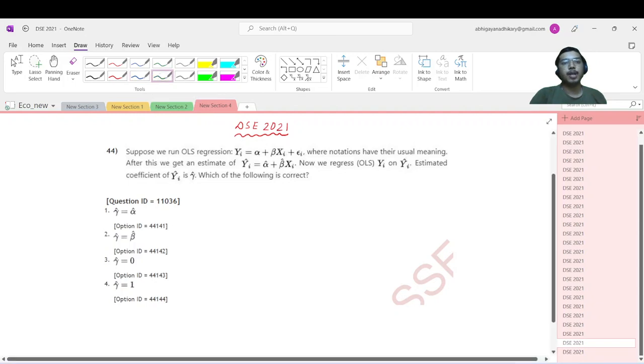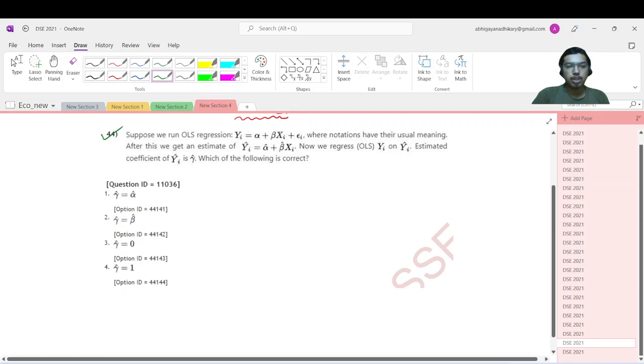So today we are looking at the DSE 2021 paper, question number 44. Suppose we run an OLS regression yi equals alpha plus beta xi plus epsilon i, where the notations have the usual meaning. After this we get the estimate as this, and now we regress yi on yi hat. The estimated coefficient of yi hat is gamma hat. Then which of the following is correct?